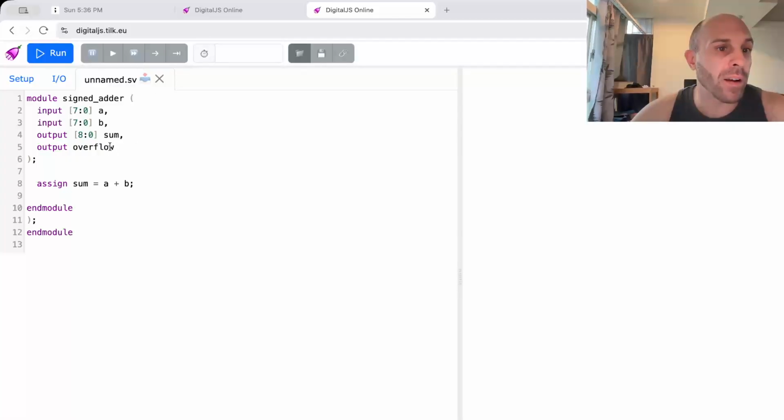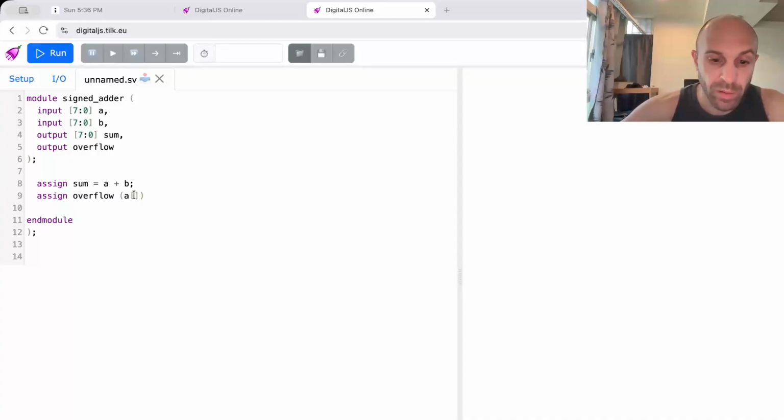Now we have an overflow, to handle the carry bit, unlike the ripple adder. Now for this, we take the most significant bit of A and compare it to bit 7, and we see if it's equal to the most significant bit in B. We AND those together.